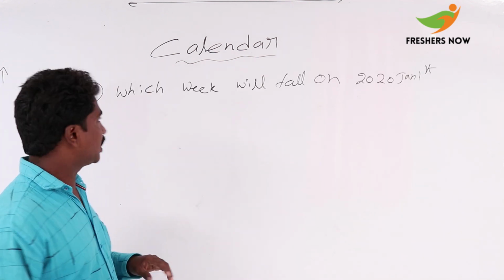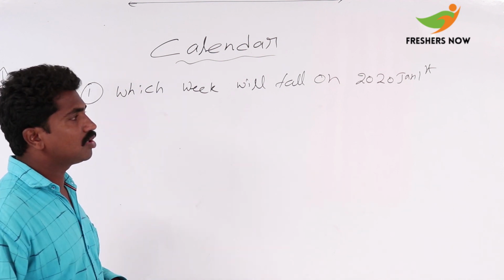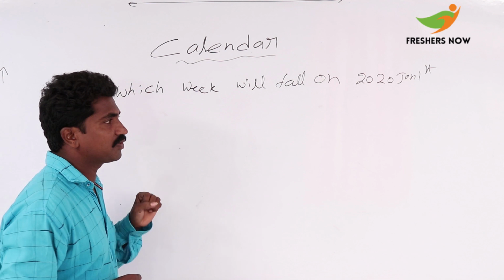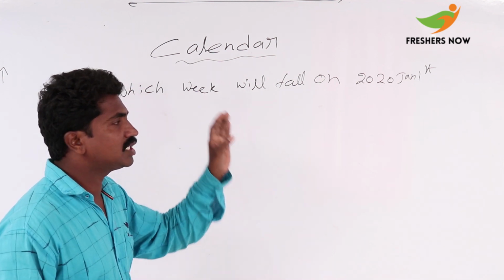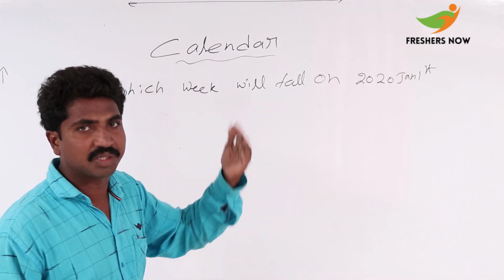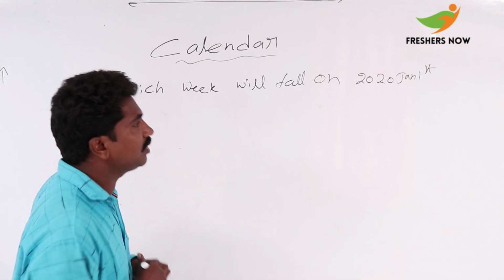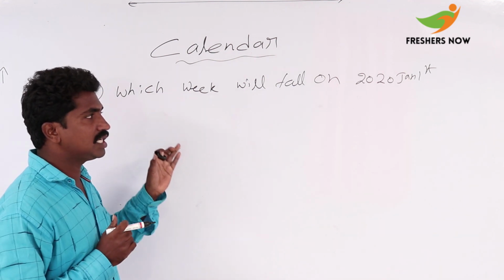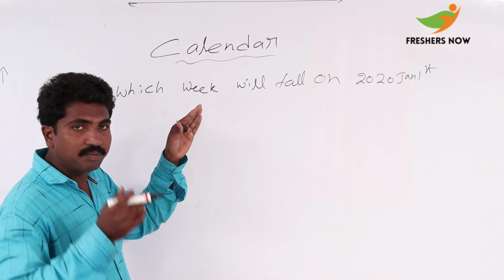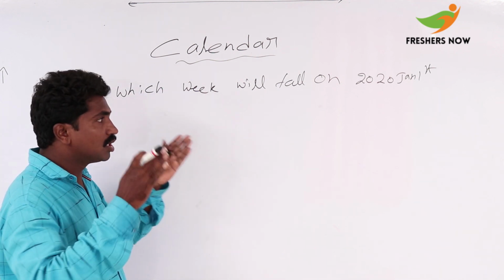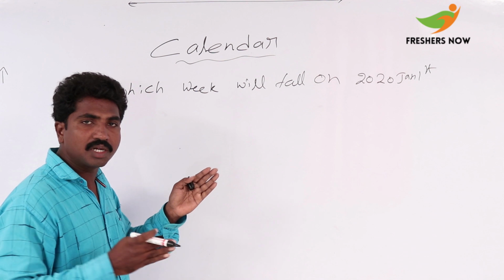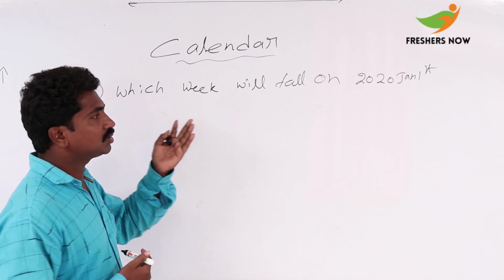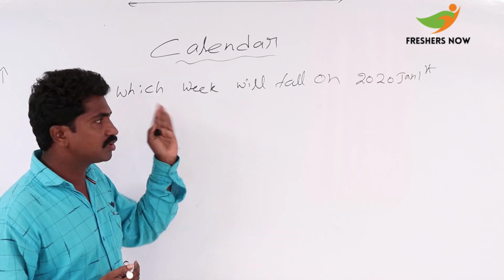Now we discuss a question: which weekday will fall on 2020 January 1st? He is asking about 2020 January 1st. Which day? Is it Monday or Tuesday or Wednesday, like that? So 2020 is after 2000 and between 2000 and 2400. We give priority to leap centuries. 2020 is after the century 2000.